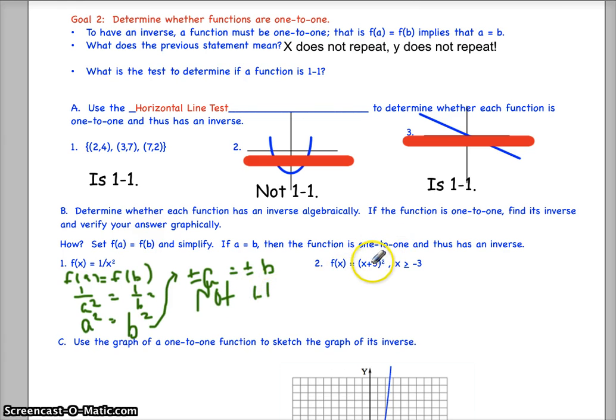Let's try example 2. Again, f of a is a plus 3. I'm sorry, not a squared, just a.